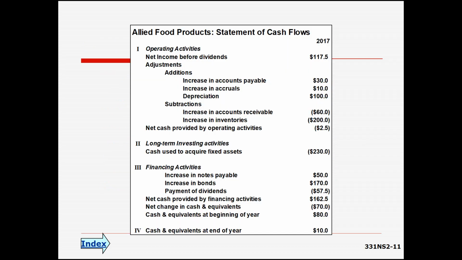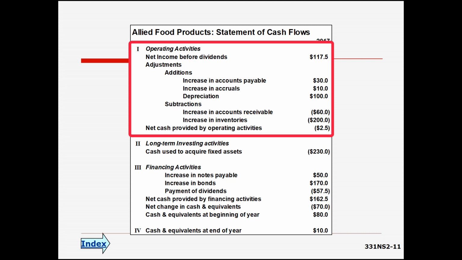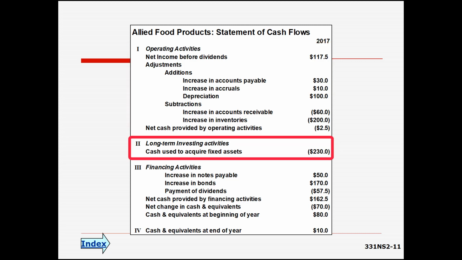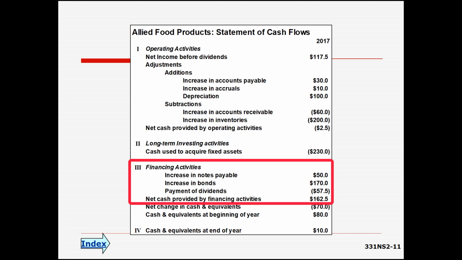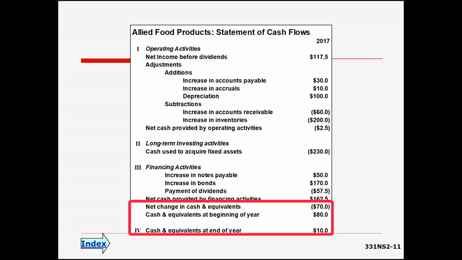The statement of cash flows has three sections: cash from operating activities, cash from or used for investing activities, and cash from or used for financing activities. The objective is to reconcile beginning of the year cash with end of year cash. Now, Finance 331 is not an accounting course, so we're not concerned with creating a statement of cash flows, only with understanding and interpreting one.